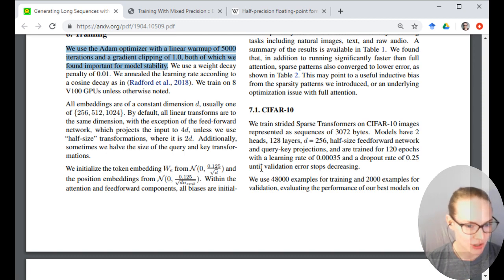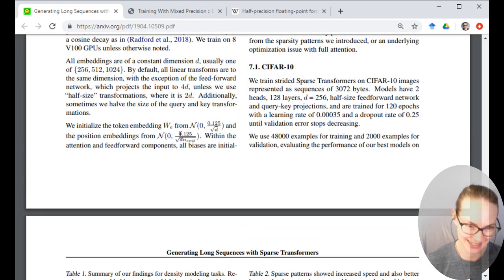We initialize the token embedding WE from, what does this mean? Big fancy N, 0, okay, so this must be normal distribution, would be my guess. So a normal distribution with a mean of 0 and a variance of 0.125 divided by the square root of D.